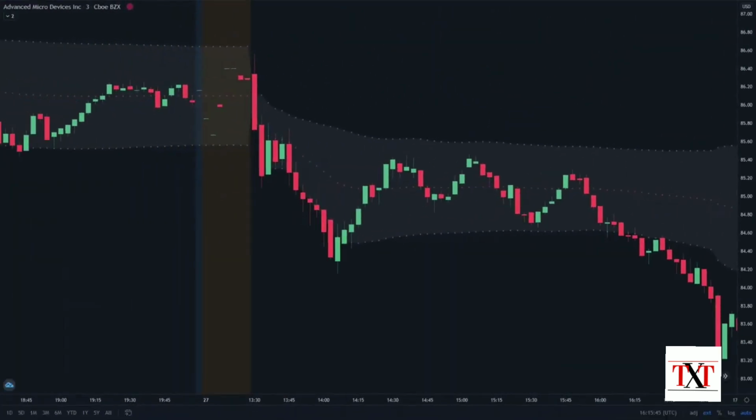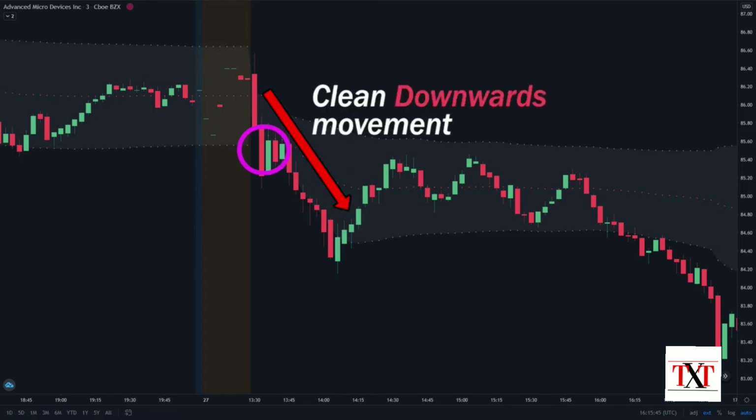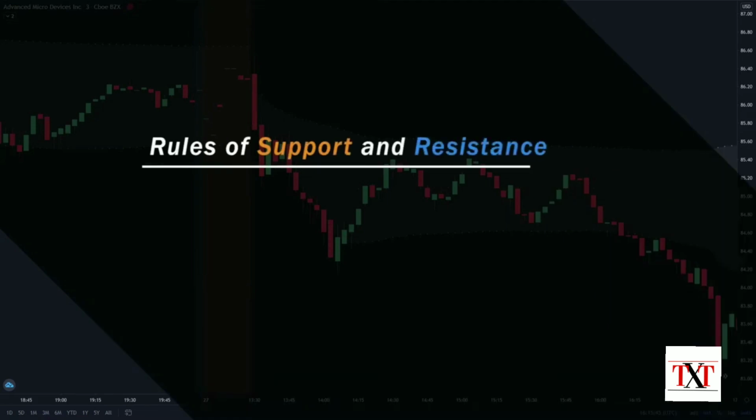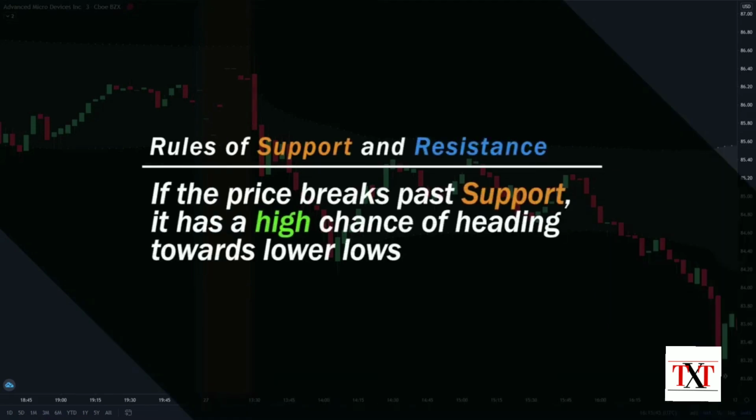Let's further look at an example. You can see that AMD starts off by breaking past below support, creating a downtrend, and it did. It created a clean downwards movement. Remember that when price breaks past below support, it means that it has a high chance of forming lower lows.